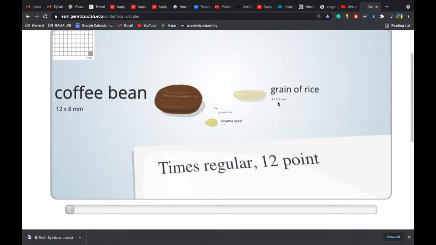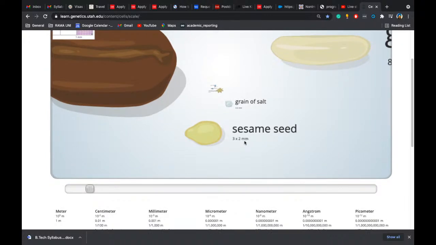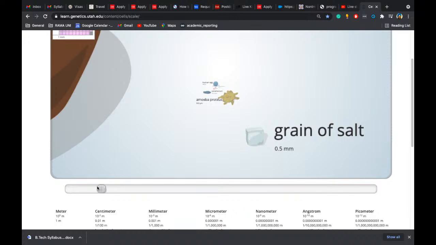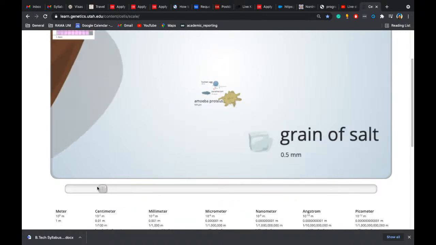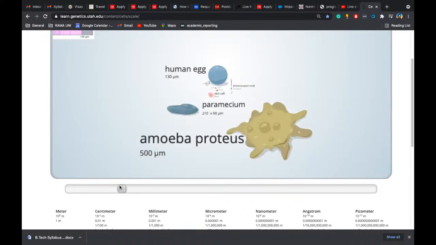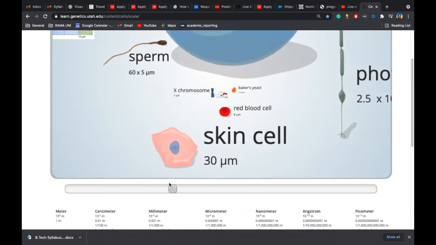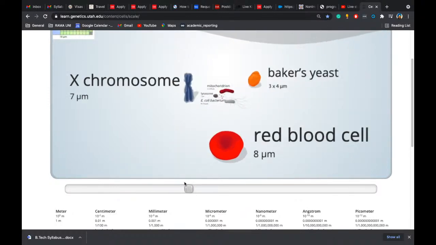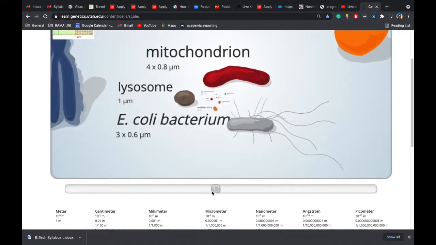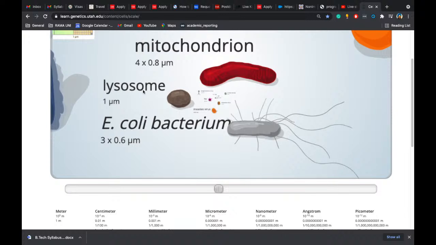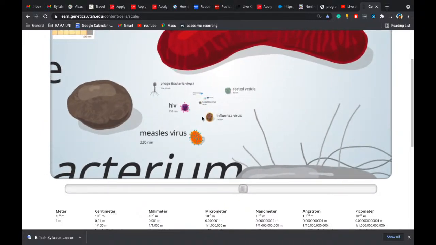This is a grain of rice, 8 by 2.5 millimeters. This is the sesame seed, 3 by 2 millimeters, and the grain of salt is 0.5 millimeter, and amoeba is 500 micrometers. Now from millimeters we are going into micrometers: paramecium 210 by 60, human egg around 130, photoreceptors 2.5 by 200, skin cells 30, red blood cells 8, chromosome 7, baker's yeast 3 by 4, E. coli 3 by 0.6, mitochondria 4 by 0.8, lysosome 1. So this was all in micrometers.